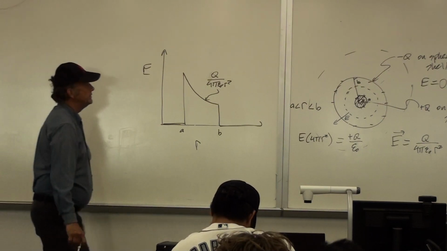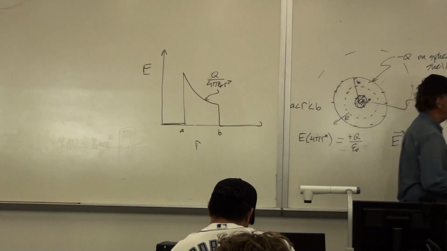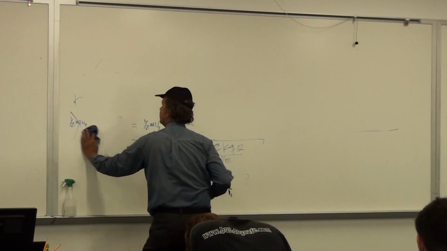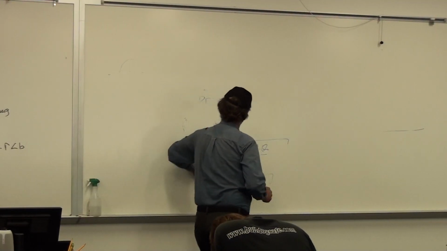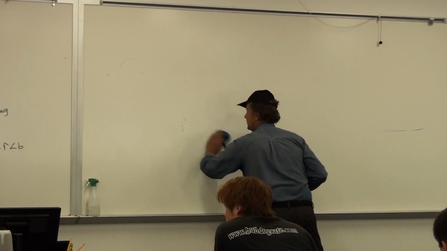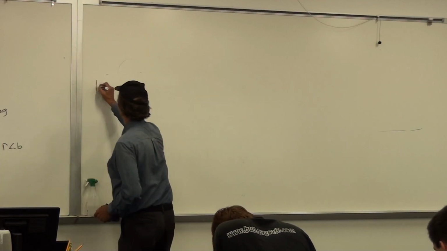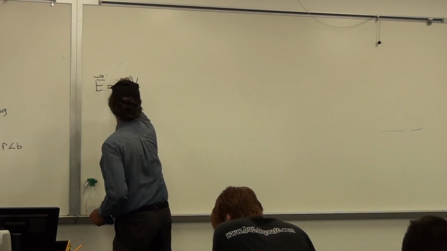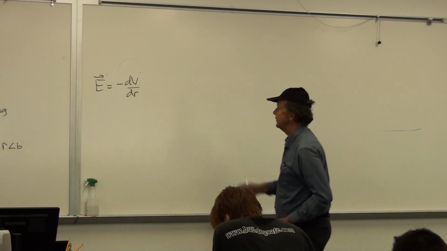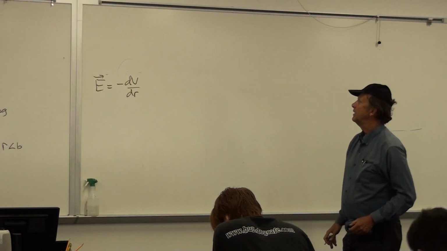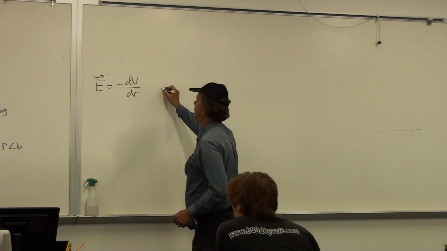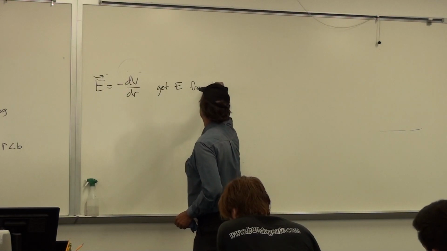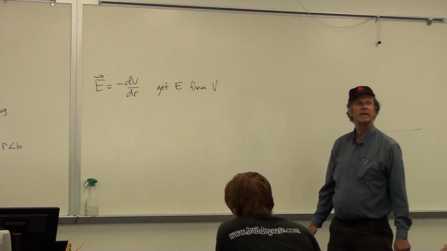Now, how can we relate that to the voltage? Well, we saw before that if you know V, you can get E. So what was that technique? Well, we saw before that E was equal to minus dV dr. We have a purely spherically symmetric situation. So this is how we get E from V. If we know V, we can differentiate and get E.